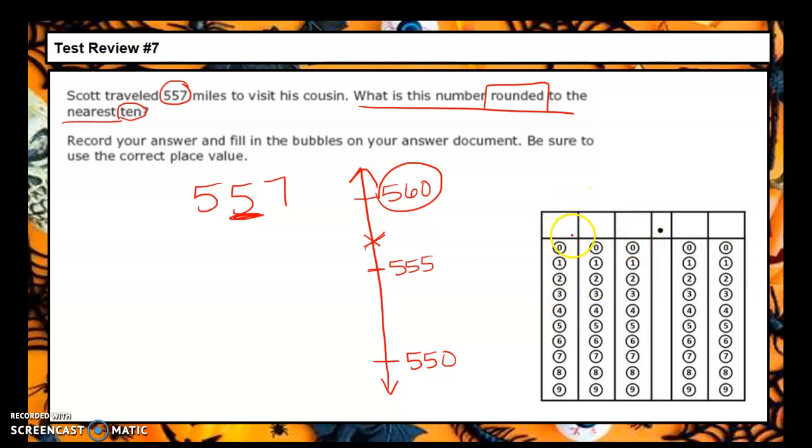Now, the tricky part when filling in your grid over here, you do not have anything in your decimal. So you've got to make sure you fill it in over here to the left of your decimal point. Just like that. Okay?